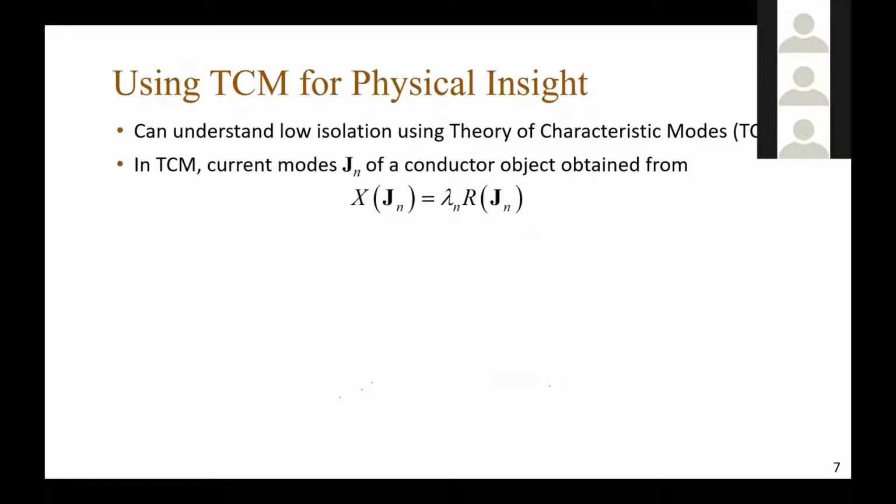So what is the theory of characteristic modes? Well, it's a way for us to find the current modes of a conducting object. In our case, it is a chassis, the metal chassis where we build our antennas from. And we find the current modes by solving a generalized eigenvalue problem. And that is based on the real and imaginary parts of the impedance operator.